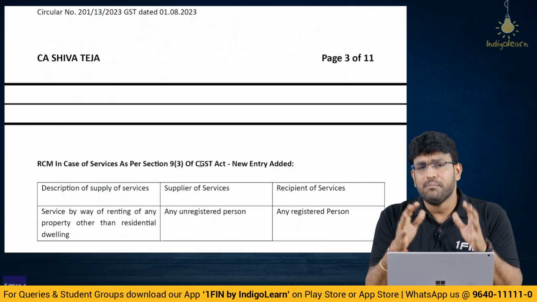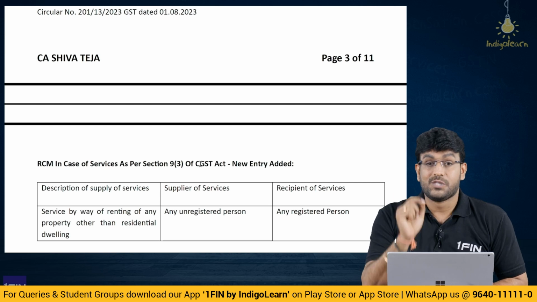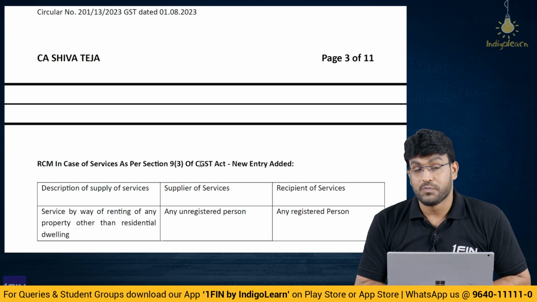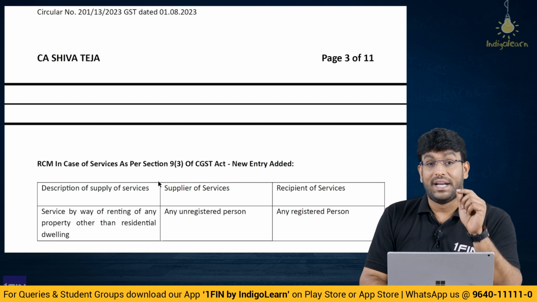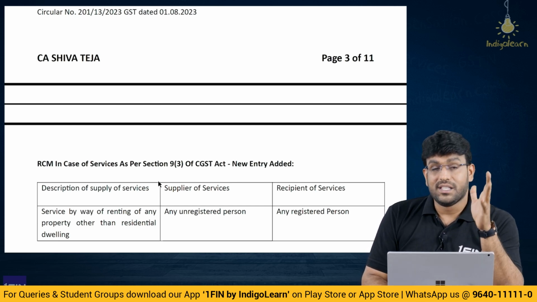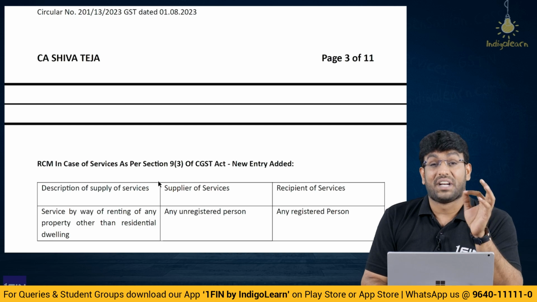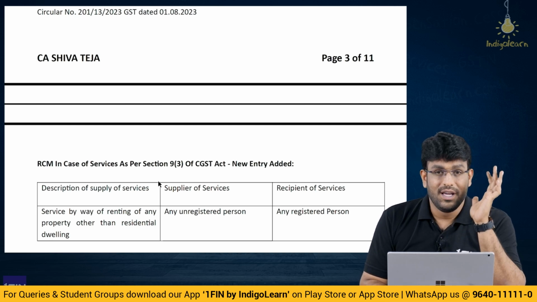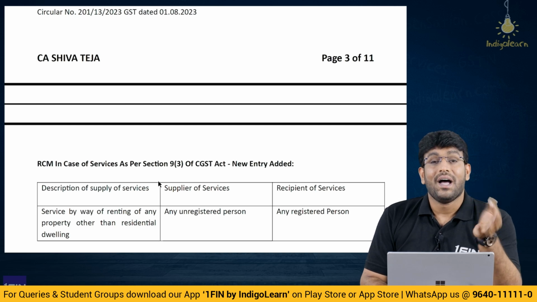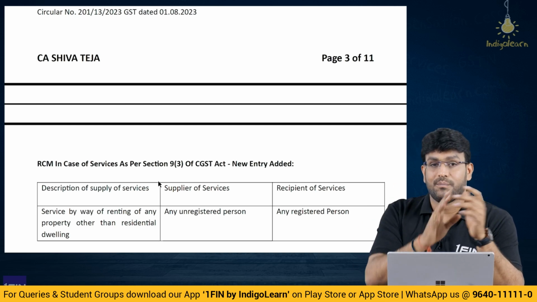Next amendment, my dear friends. A very, very important amendment in charge of GST, and I strongly believe that this will come in the examination. Please note this point, my dear students. We already know that in case of renting of immobile property, there is an RCM provision in case of service of renting of a residential dwelling to a registered person for business purpose.